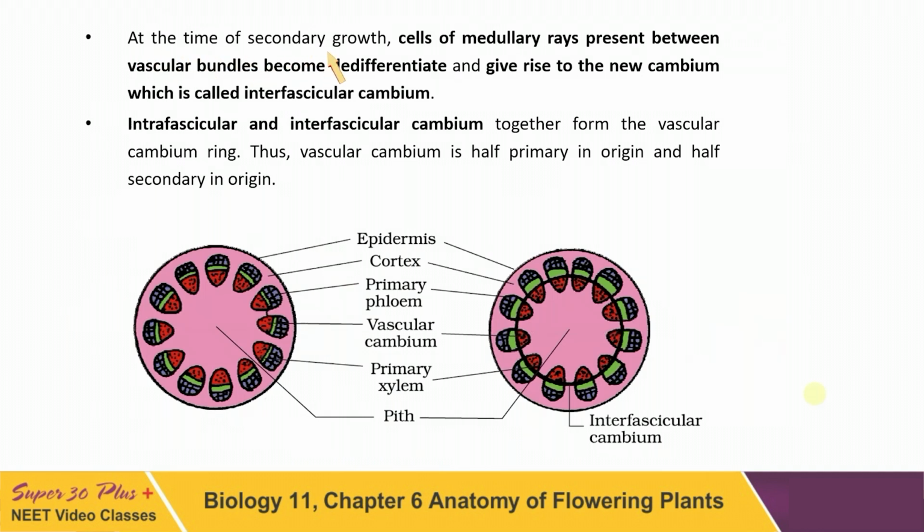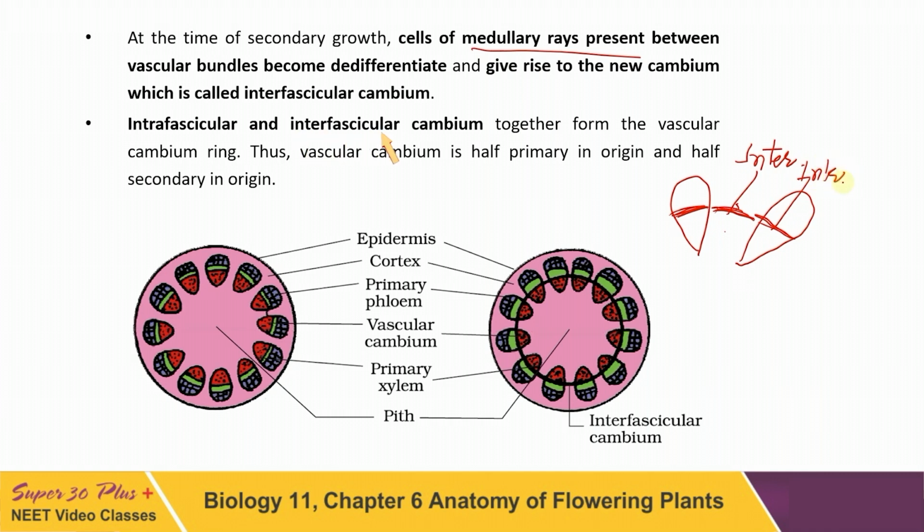Now at the time of secondary growth, what happens? These are the vascular bundles arranged in a ring, and this is the intrafascicular cambium. In between the two vascular bundles, the medullary rays are present. The cells of the medullary rays which are exactly in front of the intrafascicular cambium also become meristematic, that is, by de-differentiation they become meristematic, and this cambium formed is known as interfascicular cambium. Both together make a circular cambium ring.